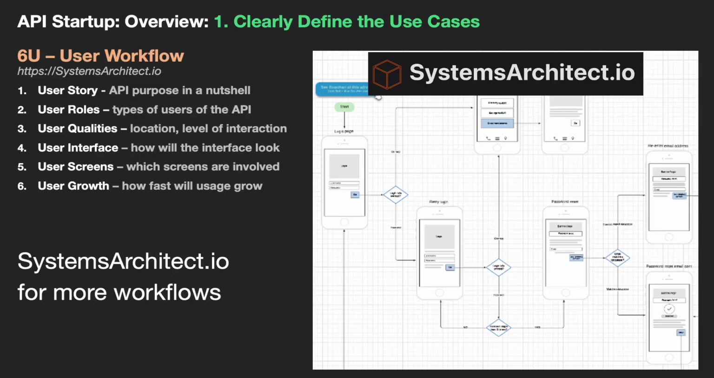Lastly, we need to look a little bit at what the user growth is projected to be. That will help us prepare for future usage, both in terms of rate of request and traffic. And it may also indicate what other types of API endpoints are needed in the future.